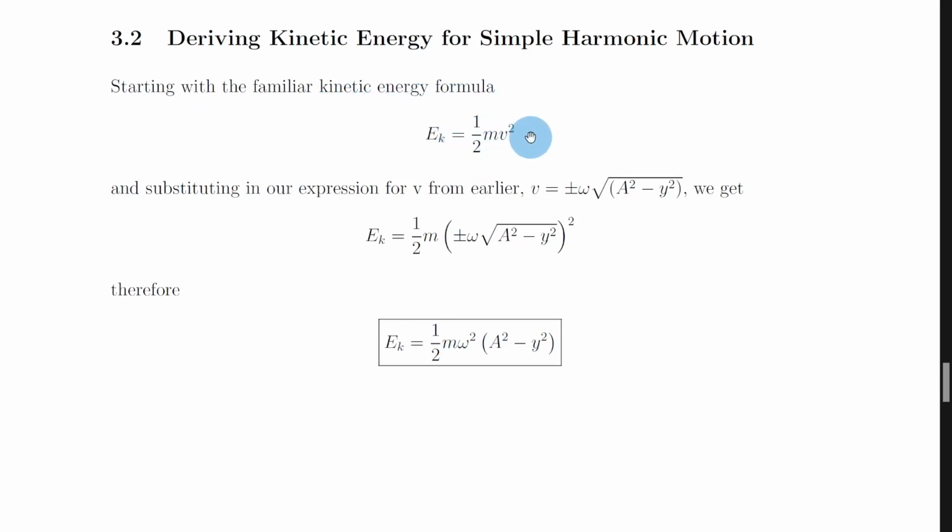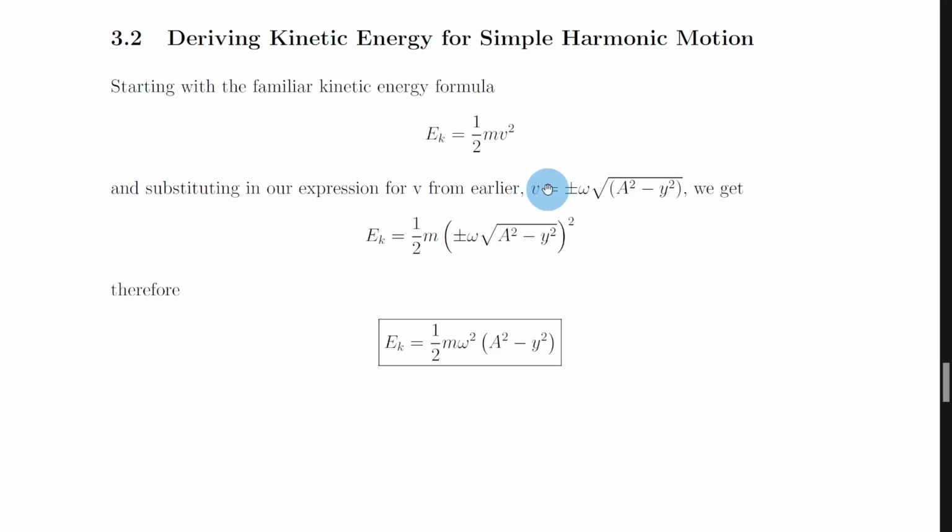and remember that's on your relationship sheet. And then you want to substitute in the expression for v, i.e. the velocity of an object undergoing SHM, which is this one here, v equals plus or minus omega times the square root of a squared minus y squared. And check out the previous video in this series if you want to see how to derive that.